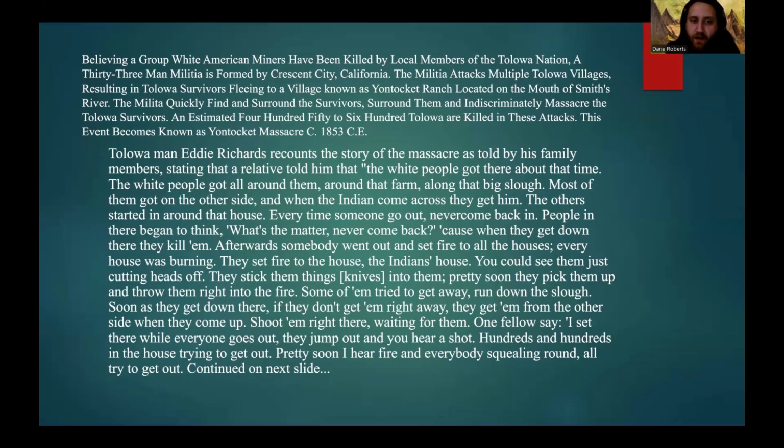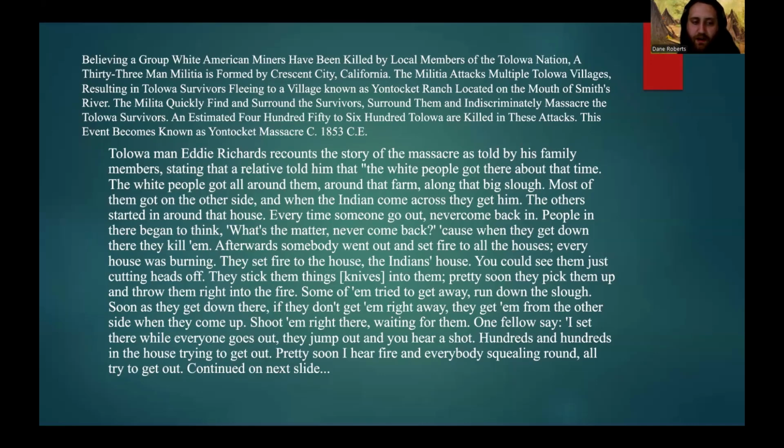People in there began to think, "What's the matter? Never come back." Because when they get down there, they kill them. Afterwards, somebody went out and set fire to all the houses. Every house was burning. They set fire to the Indian's house. You could see them just cutting heads off. They stick them knives into them. Pretty soon they pick them up and throw them right into the fire. Some of them try to get away, run down the slough. Soon they got down there. If they don't get them right away, they get them from the other side when they come up. Shoot them right there, waiting for them.